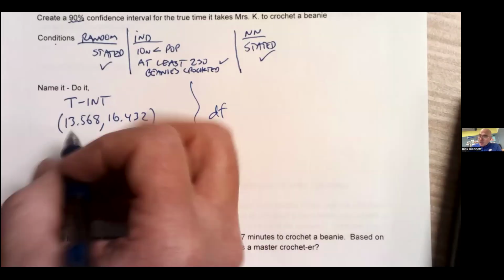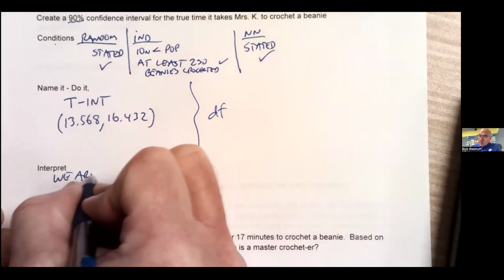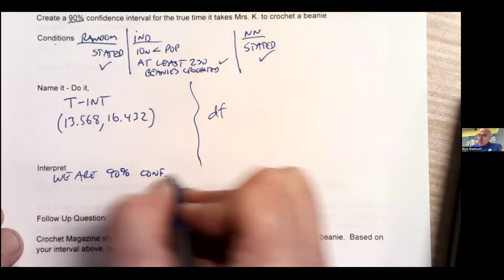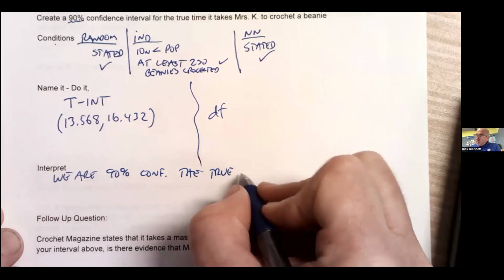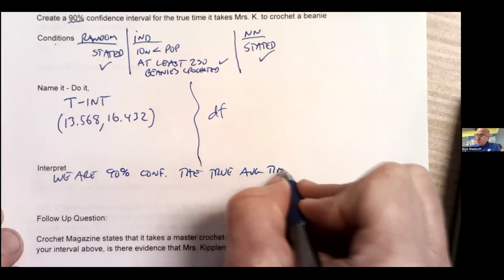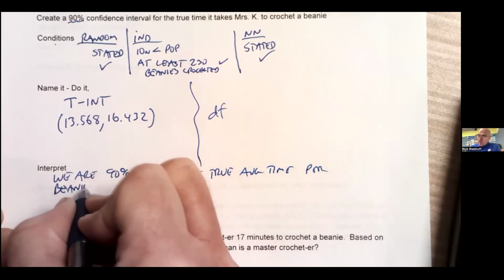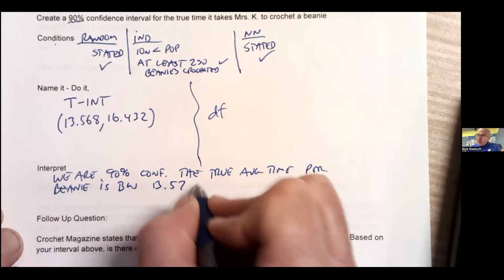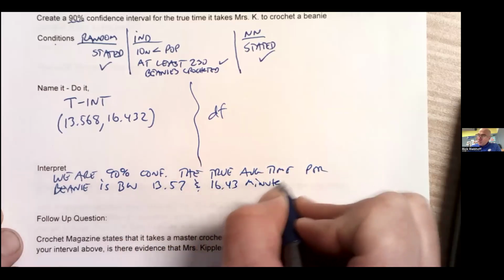All right, now we interpret it. So we are 90% confident the true average time per beanie is between 13.57 and 16.43 minutes. Cool.